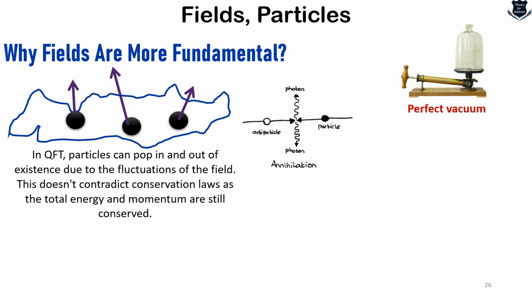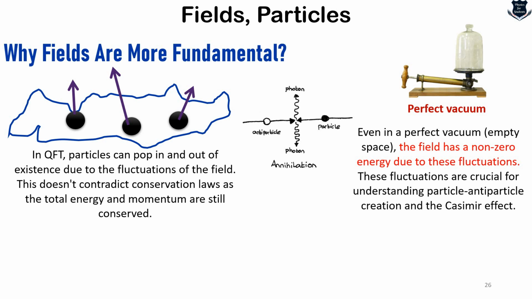Also, most importantly, if we consider our state, which is a perfect vacuum, even in quantum field theory we don't consider it to be empty space, because that also has a non-zero energy due to these fluctuations. We will look into this more in the coming episodes. And this is crucial because particle and antiparticle creation and the Casimir effect actually help in that. So that is reason 2 that fields are more fundamental, because vacuum is no more a vacuum. It has a non-zero energy due to these fluctuations.